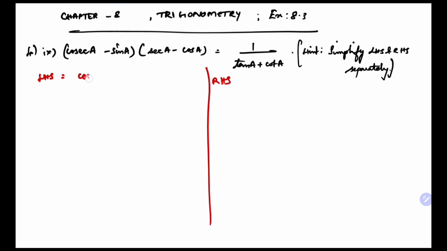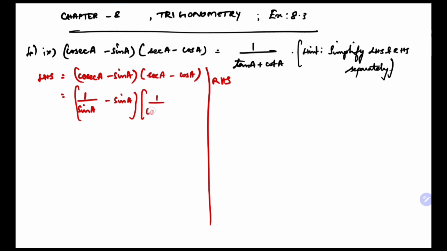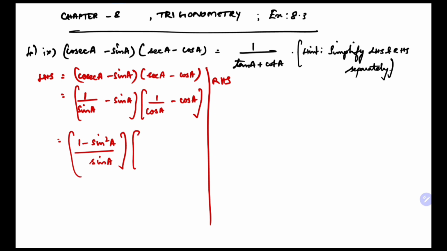LHS is given as (cosec A minus sin A) into (sec A minus cos A). Let's write cosec A as 1 by sin A, minus sin A, and sec A as 1 by cos A, minus cos A. Taking common denominator, we get (1 minus sin square A) divided by sin A, into, taking cos A as common denominator, (1 minus cos square A).